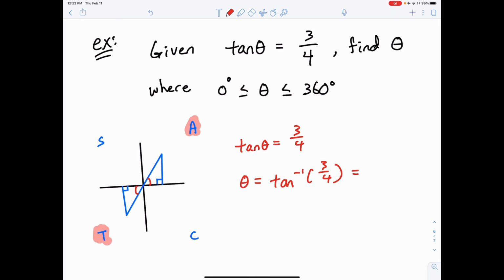Again, we're in degree mode, so make sure your calculator is in degree mode, because if you're in radians or gradians, you get totally different answers. So we go inverse tangent 3 over 4. And we're going to get 36.869, and so on and so forth. We're going to round it to the nearest degree to make it a little bit easier. So we'll just call that 37 degrees, just to make it nice and a whole number. Now that's going to be in quadrant 1.